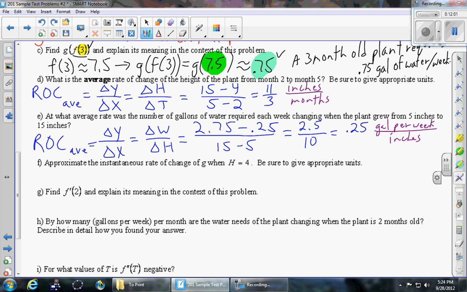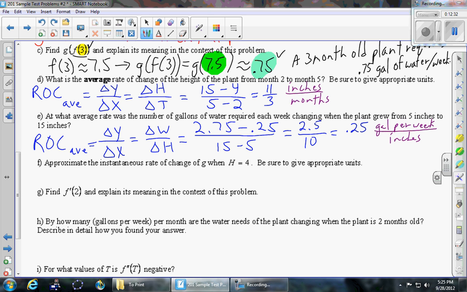So we didn't need a sentence, but we could come up with some explanation for what this means. I'll go back to this fraction first. Over the course of 10 inches of growth, the plant needs an additional 2.5 gallons of water per week. Or if its water needs were a linear function of its height, then we could say that for every inch that it grows, the plant needs another 0.25 gallons of water per week.